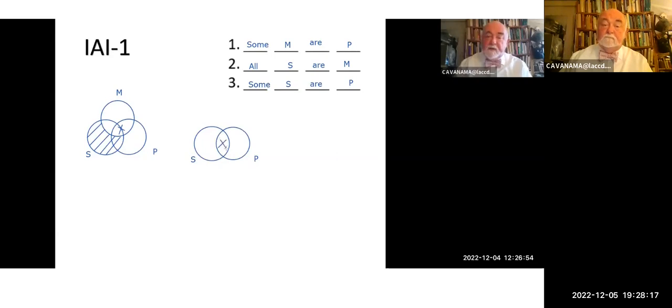So there's at least one thing, that's the X, that one thing, and it is both an S and a P. Well, it's in the S circle, it's in the P circle. Now, does the complex diagram say at least as much as the simple one? The answer there is no.